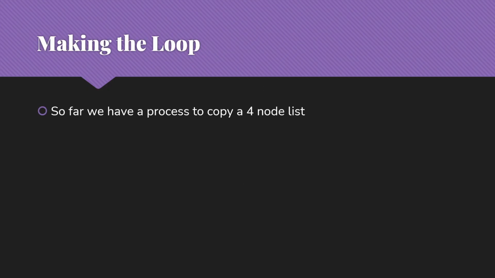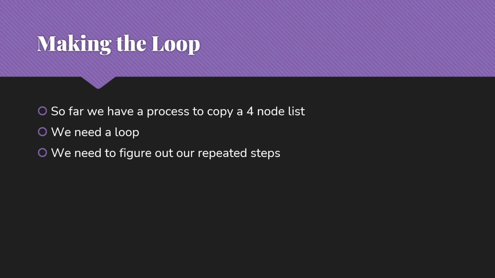What we have so far is just a process to copy a 4-node list. But of course, I don't want to be able to copy just a 4-node list. I want to be able to copy a list with just 1 node, a list with 1,000 nodes, a list with 3,000 nodes. And I can do that all with the same code, except that I have to have a loop. So to build my loop, I have 2 things I need to figure out.